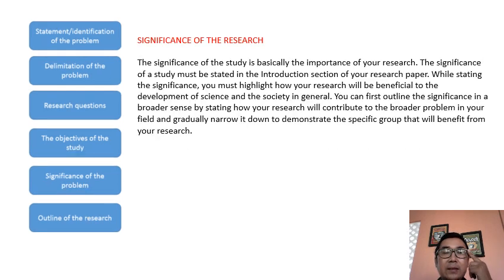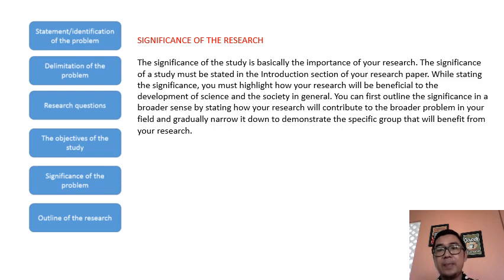Next guys, we will be talking about the significance of the research. Kemudian kita akan bicara significance of the research itu adalah pentingnya penelitian ini. Important of the research for parties. Siapa-siapa yang akan bisa mengambil kemanfaatan dari penelitian ini. The significance of the study or the research is basically the importance of your research. Jadi significance of the research itu pada dasarnya adalah pentingnya penelitian Anda.